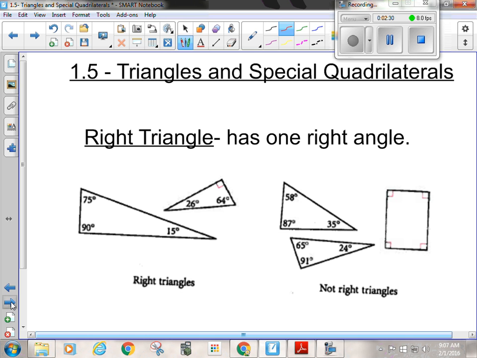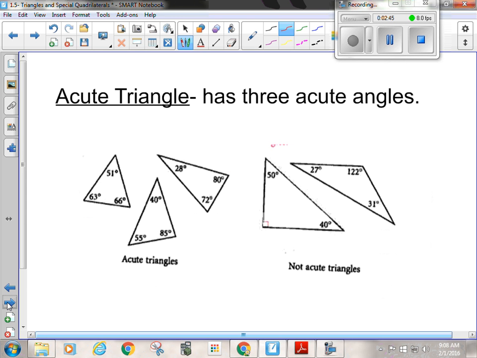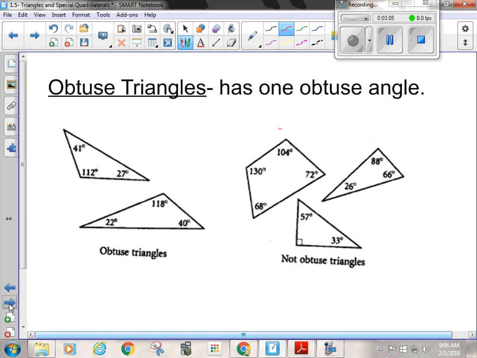A right triangle has one right angle. It's either going to be marked with 90 degrees or with that symbol there. We see that in our not right triangles, we have things that don't have 90 degrees or aren't even a triangle. An acute triangle has three acute angles. Acute angles, remember, are angles less than 90 degrees. Okay. If you have anything that is equal to 90 degrees or greater, that makes it not an acute triangle.